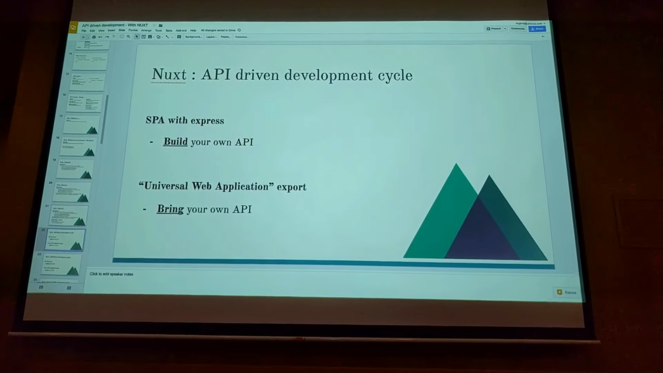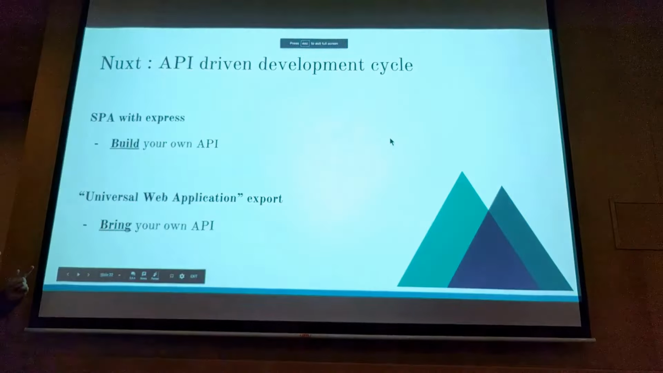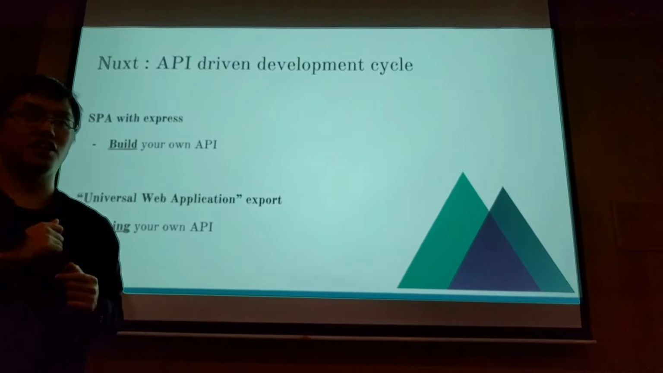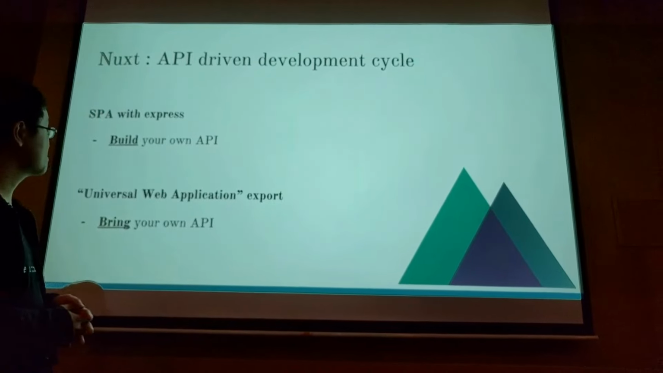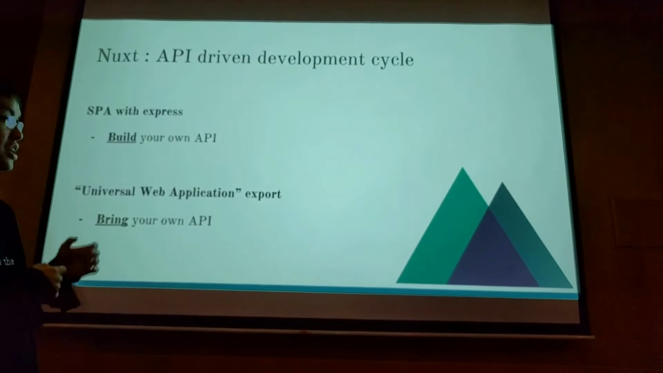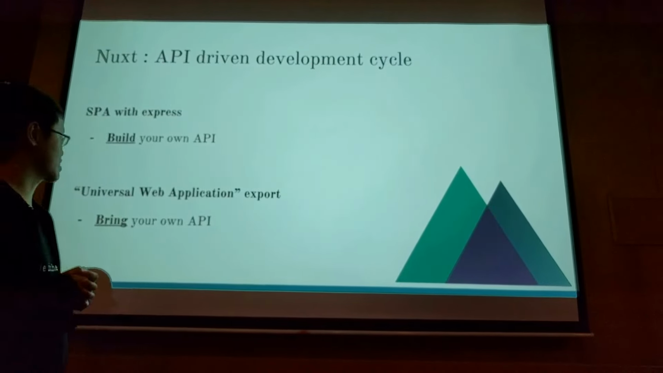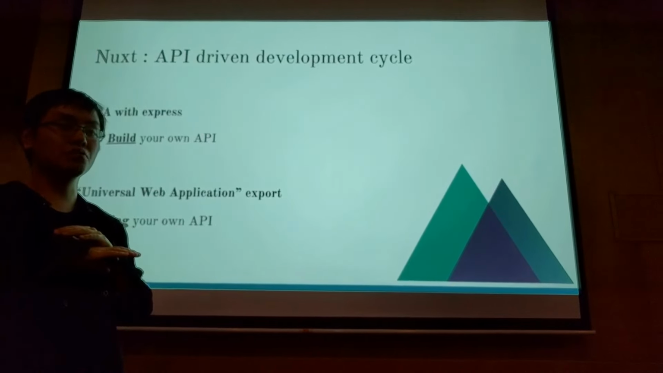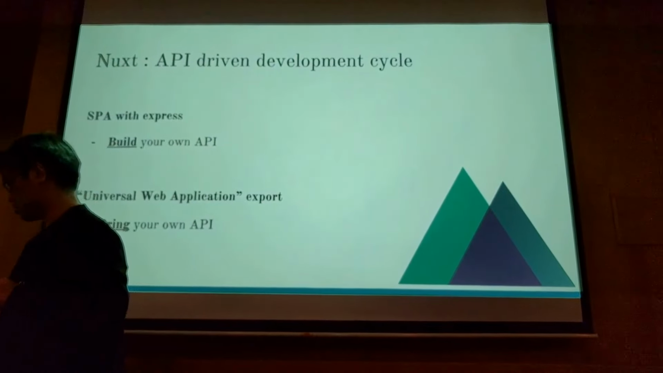What Nuxt gives you is a template for you to build either an SPA, single page application, with Express. This is also useful if you're trying to do a PWA, because you can do a SPA export. At the same time, you can build your own API with Express. It also allows you to do what is called a universal web application export, where you bring your own API and Nuxt will output purely HTML, JS, and CSS, nothing else. And that is what I'm going to focus on.